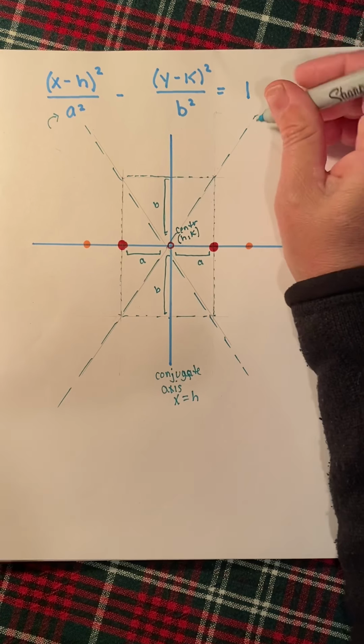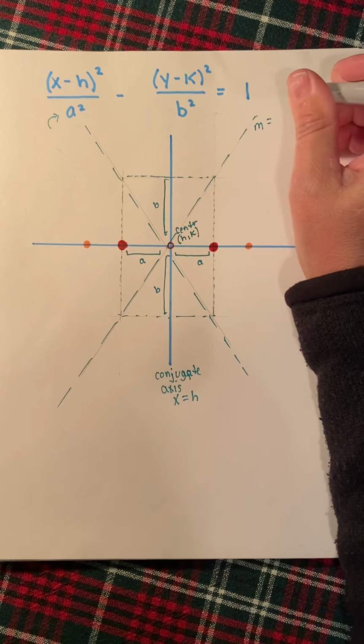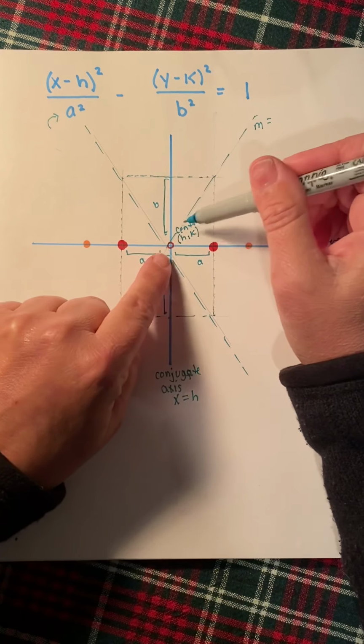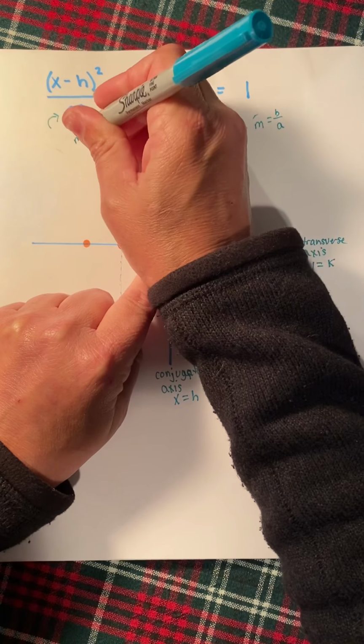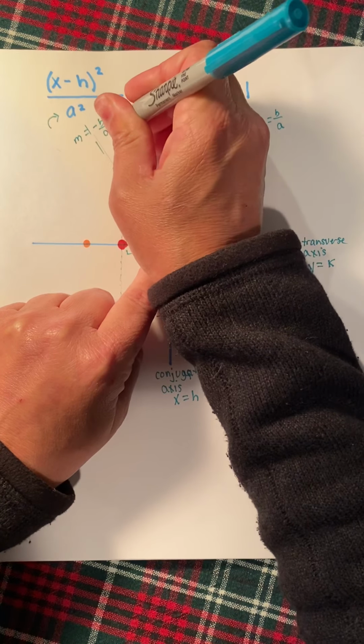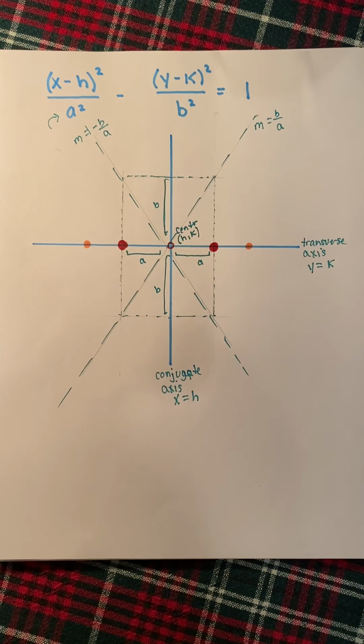Right? And the slope of this one is, if we start here and go to this point, we go up B and over A, so it's B over A, and the slope of this asymptote is just negative B over A. So far we only have 2 points of our hyperbola right here.